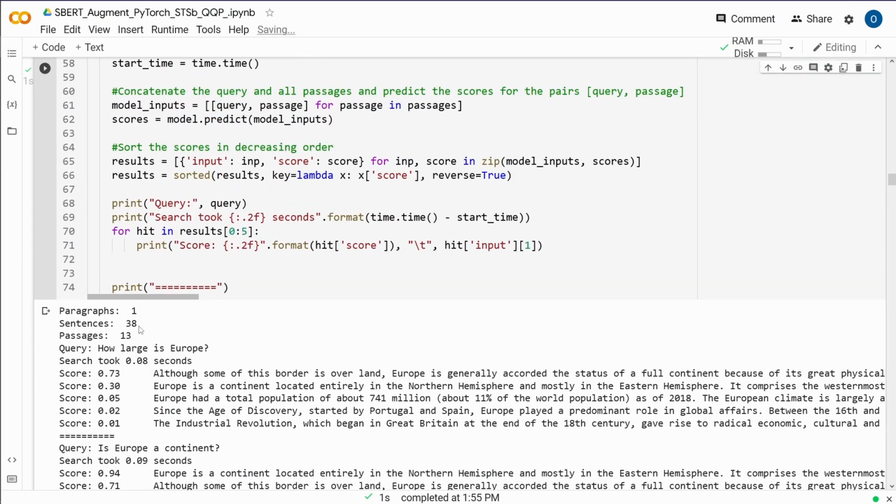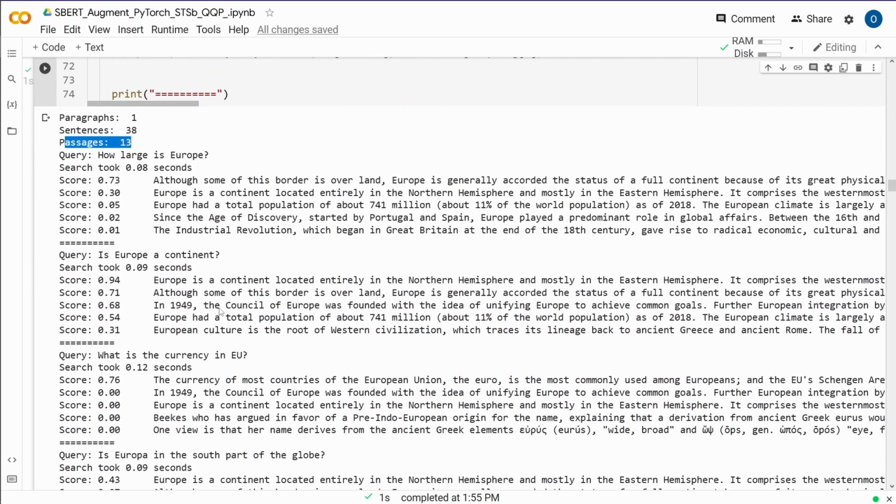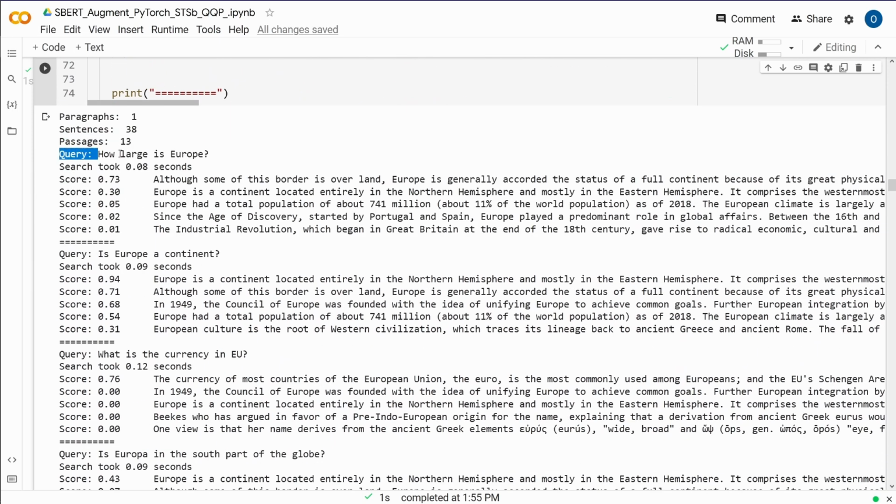So in this, 38 sentences, and if we group it together in 3, we have a passage given 3 sentences, so we have in total 13 passages. So, here we go, question and answer. The first query, how large is Europe? And now, depending on how big your window was, how many sentences you include in one answer, you have either a short answer or a large answer.